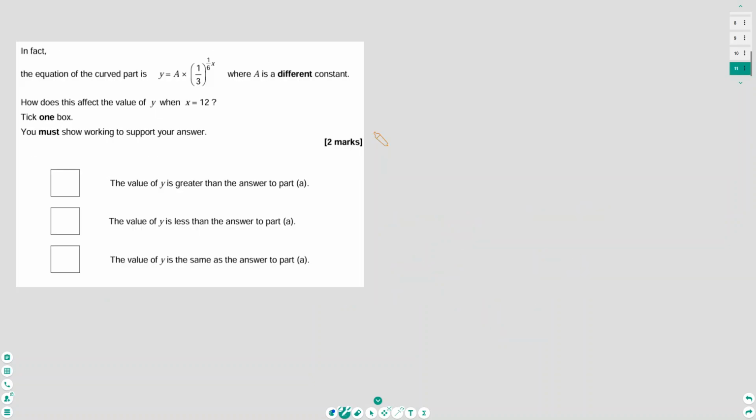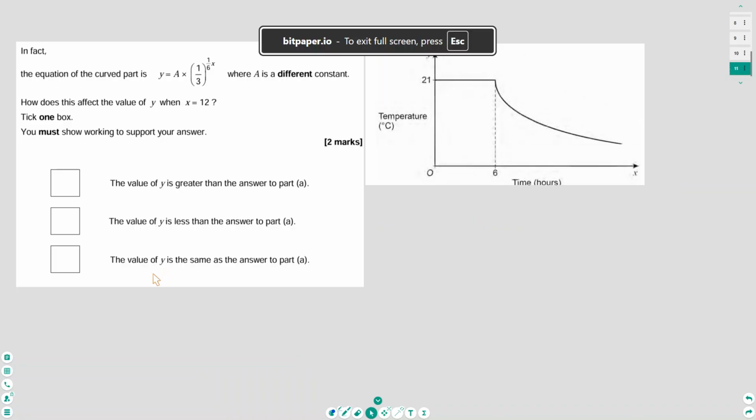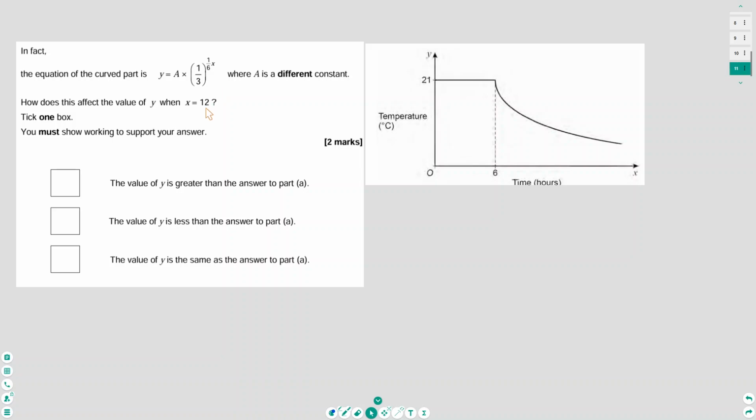In this part of the exercise, we have a different formula that describes the model, the graph. The equation is y equals a constant times (1/3) to the power of x over 6, and we need to see which one of the options is true. How does this affect the value of y when x is 12? We have the same value of x, the same graph. If we change the formula, we need to see the effect on y. Here the formula is different.